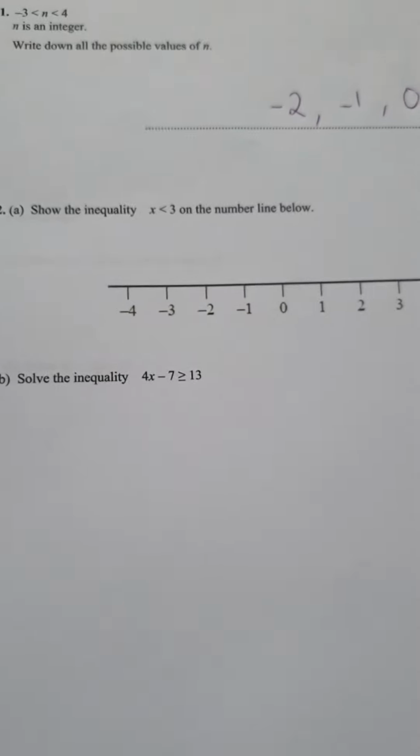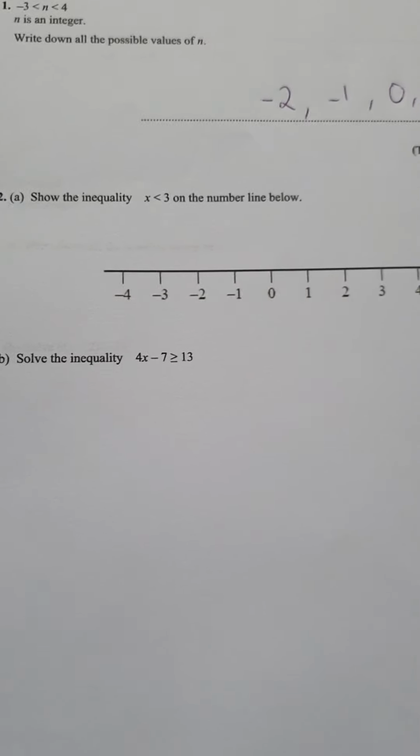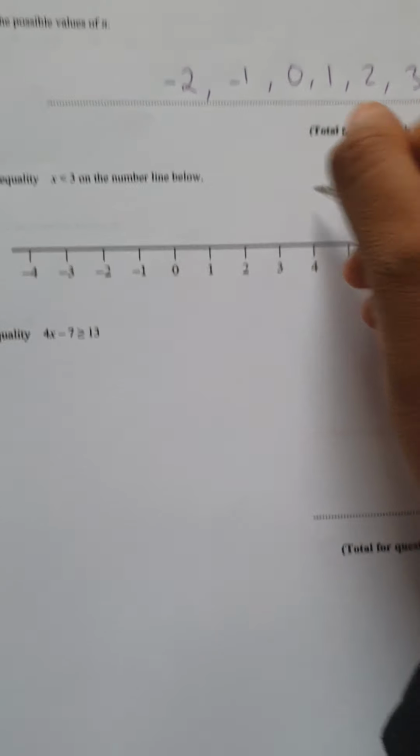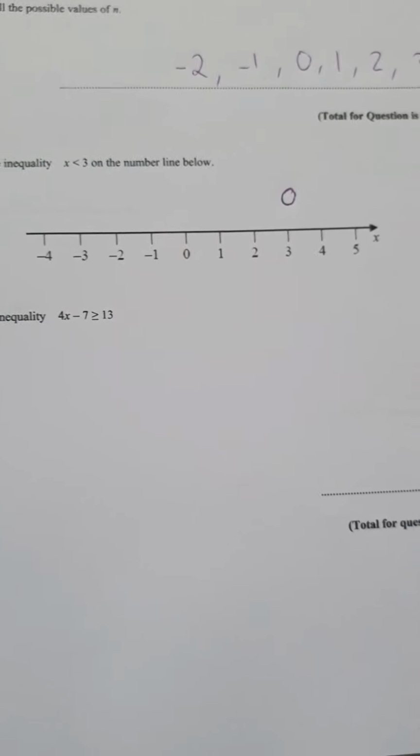The next one is saying draw the inequality x is less than 3 on the number line below. So I want to be at 3. Because it's not less than or equal to, it's just less than, it's just an open circle. And then we draw our arrow all the way down.